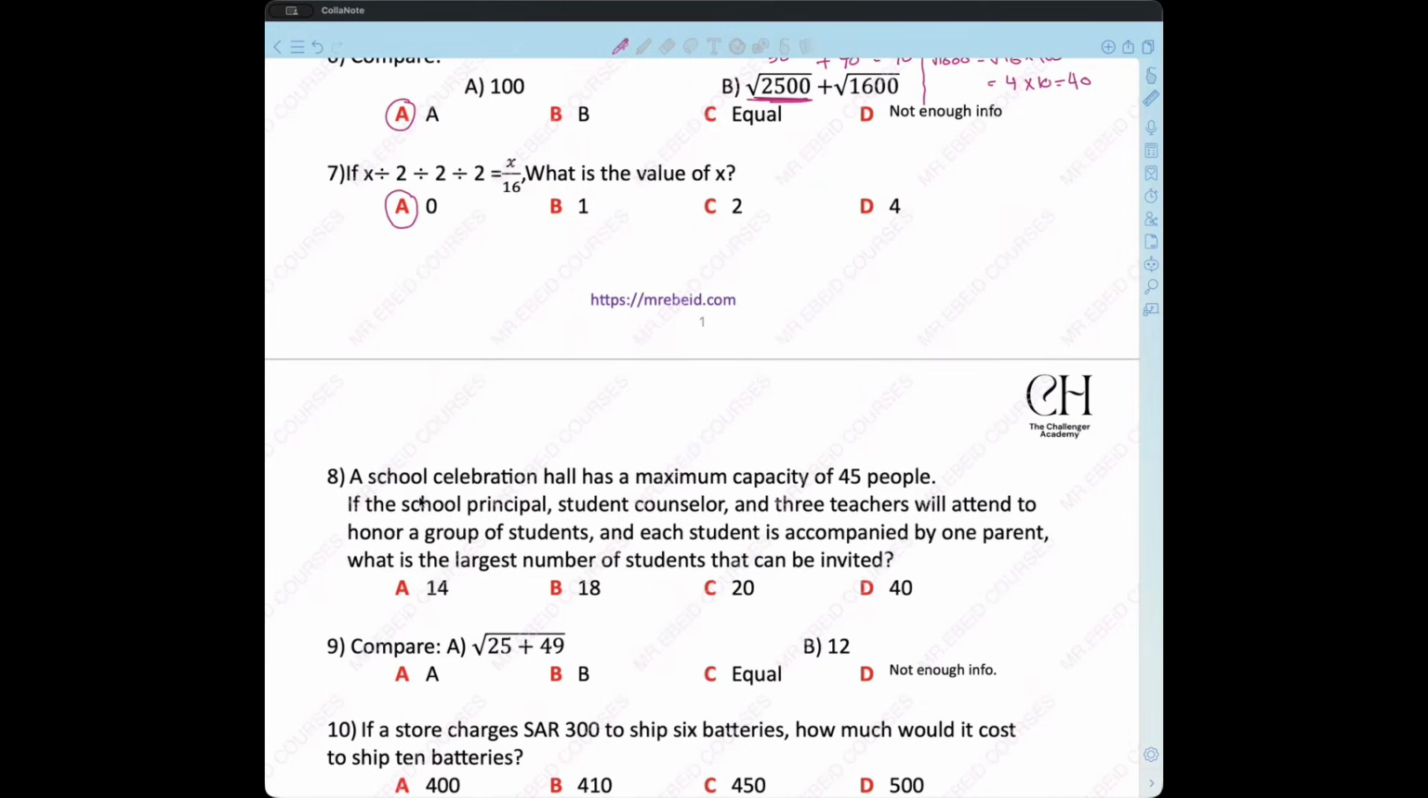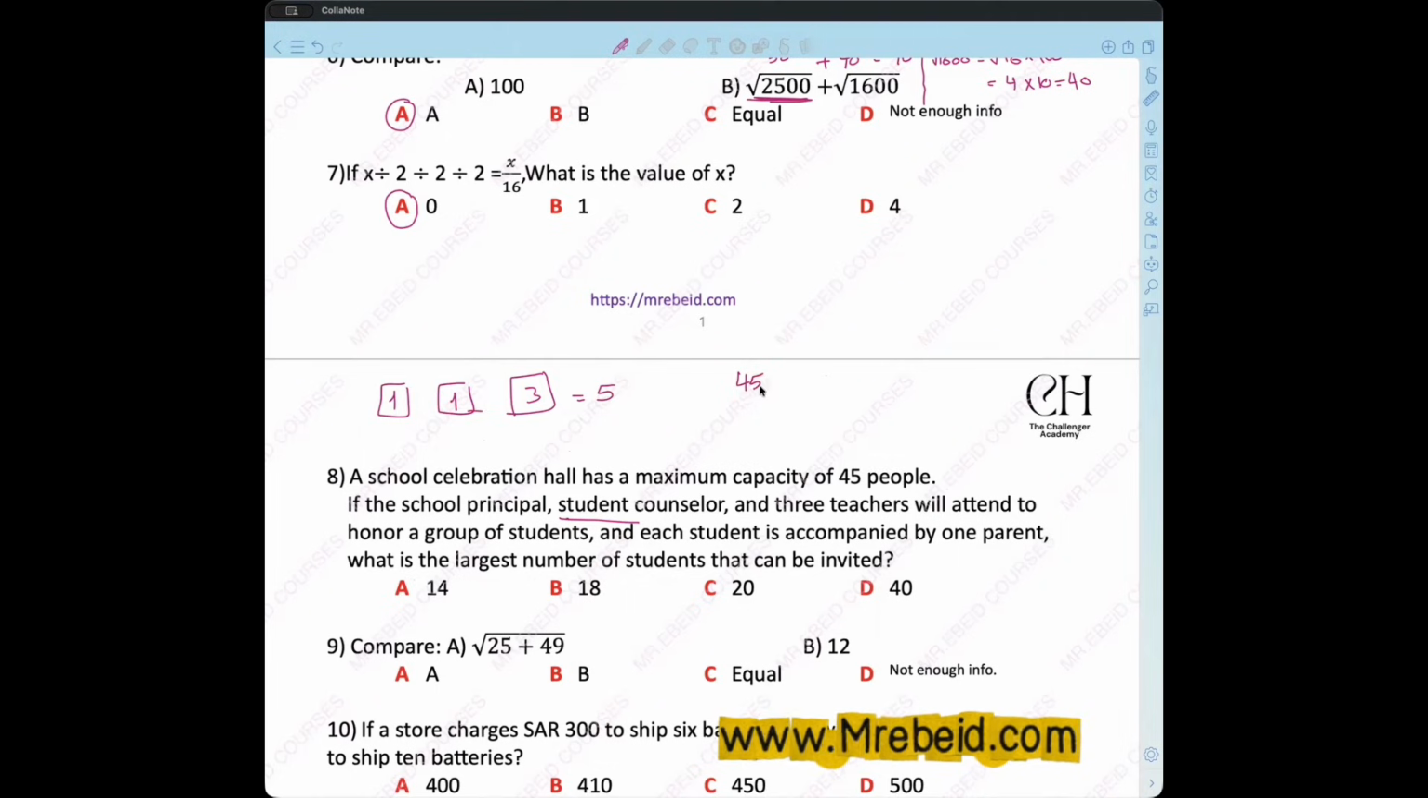Question 8. A school reception hall has a maximum capacity of 45 people. If the school principal, student council, and 3 teachers will attend to honor a group of students, and each student is accompanied by one parent, what is the largest number of students that can be invited? So we have school principal, 1. We have student council, so this is another 1. And we have 3 teachers, so the total is 5.